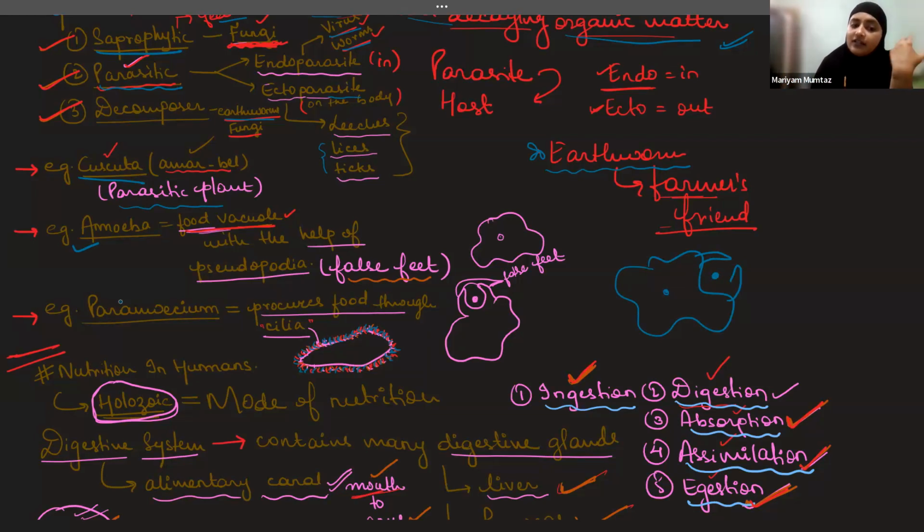Then there is another organism, that is paramecium. Now, the body of paramecium, its whole entire line, is covered by cilia, tiny hair-like projections, like how I've drawn here. These cilia help the paramecium to get the food. Again, since it is not making its food, it is again heterotrophic.